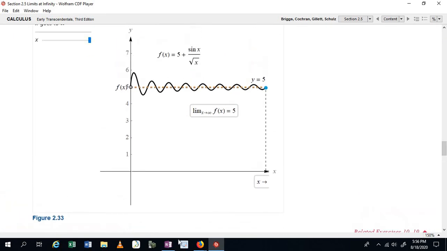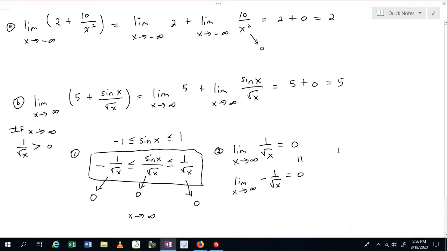Okay, so I think there's a couple things to remember here. When you're working with limits at infinity, if a limit at infinity ends up being a finite number, like in this case it's 5, then we also know that there's a horizontal asymptote at the horizontal line y equals 5. So just remember there's a correspondence between these two ideas.